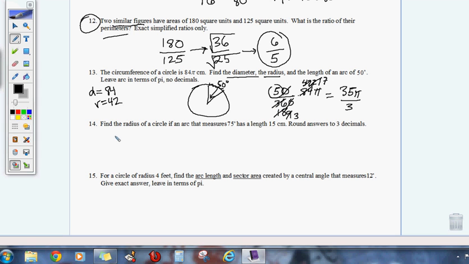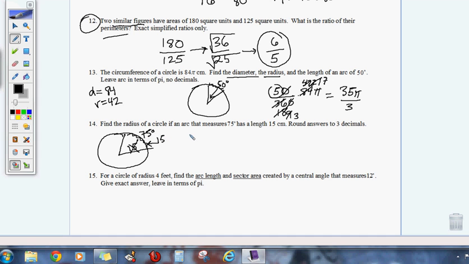All right, next problem. We have a circle being described here, with an arc measure of 75 degrees, and the radius is a length of 15. Find the length, right? Oh, I'm sorry, hold on. Find the radius of a circle if an arc that measures 75 degrees has a length of 15. So I take that back. Finding the radius, this right here has a length of 15. Great problem for you to understand: degree and length are two different things.